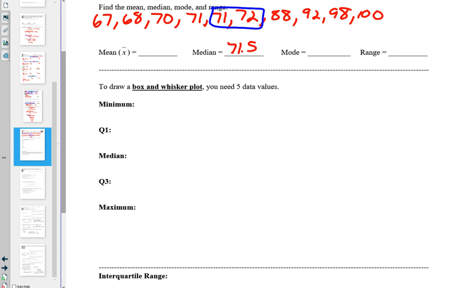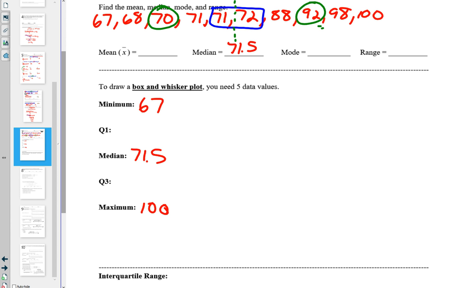What's my minimum value here? 67. Okay, to find Q1 and Q3, the median we already know is 71.5. Maximum is 100. When there's an even number and you're going to calculate the quartiles, you leave everything in. You cut them in half. How many numbers are there on each side? 5. Because 5 is an odd number, now you pick the one in the middle. So Q1 is going to be 70. Q3 is going to be 92.